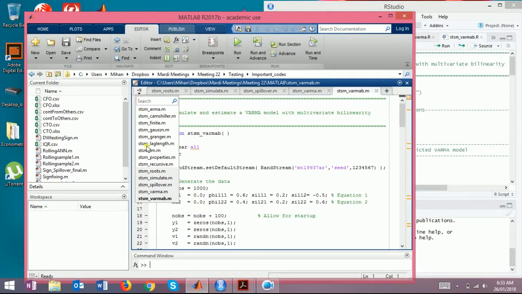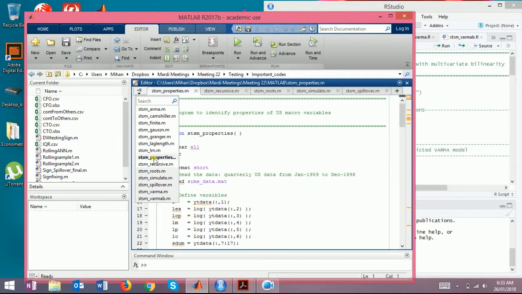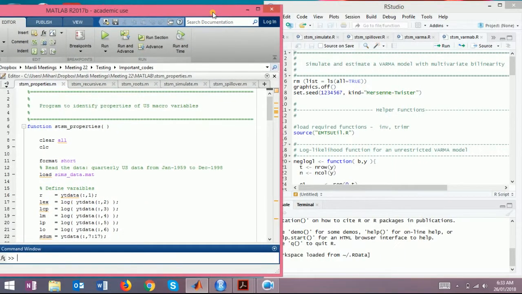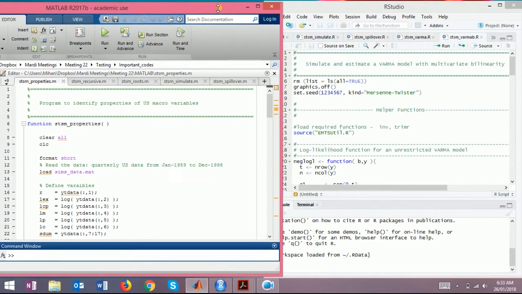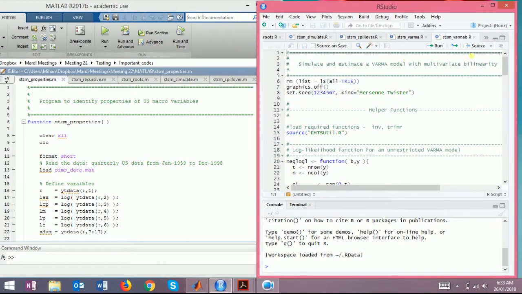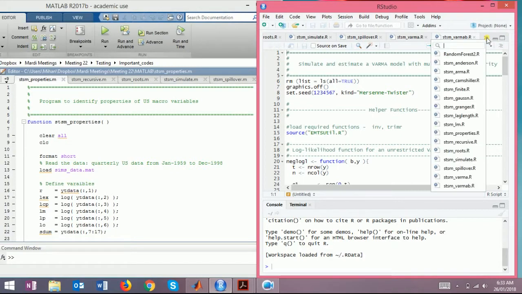So STSM properties. Basically MATLAB takes a lot of space in RAM compared to R. R is much simpler and lighter. However, we cannot at all discard the benefits of using MATLAB, especially for VAR type of analysis.